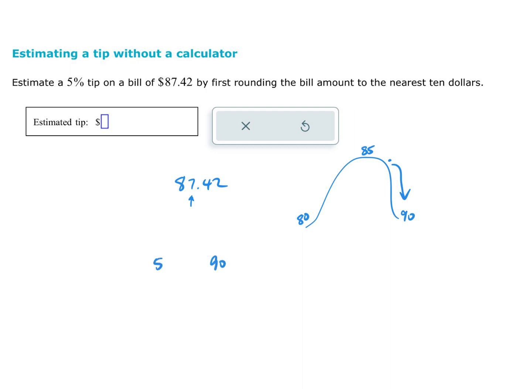Then we want to find 5% of 90. I think I'm going to first do this by figuring out 10% of 90. 10% of 90 means 90 divided by 10, which is 9. And then 5% is going to be half of that. I can divide 9 divided by 2. And if you can't do that in your head, you can work that out. But half of 9 is going to be 4.5. So your estimated tip will be about $4.50.